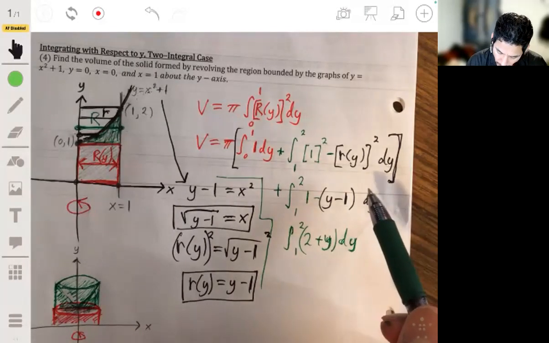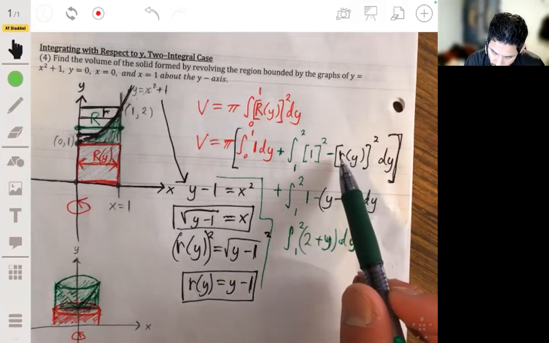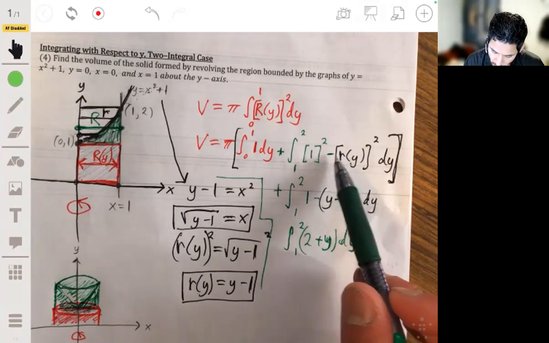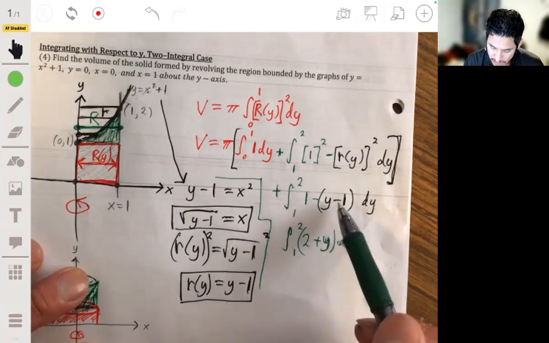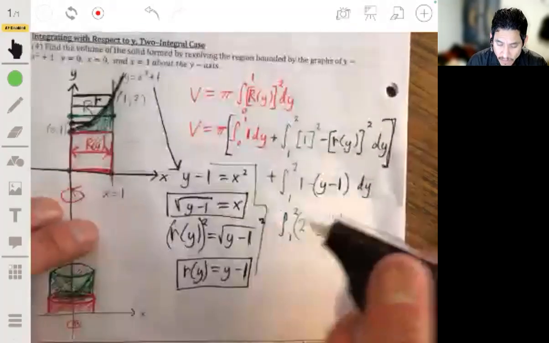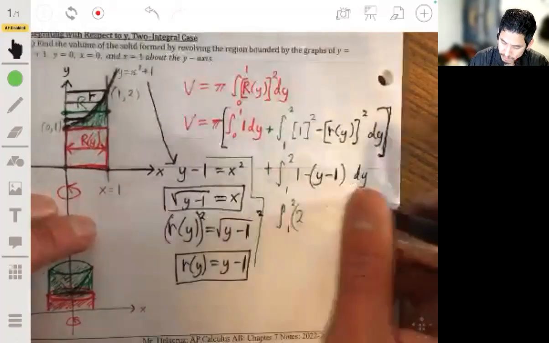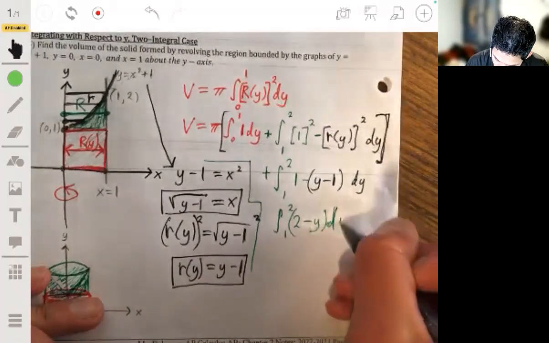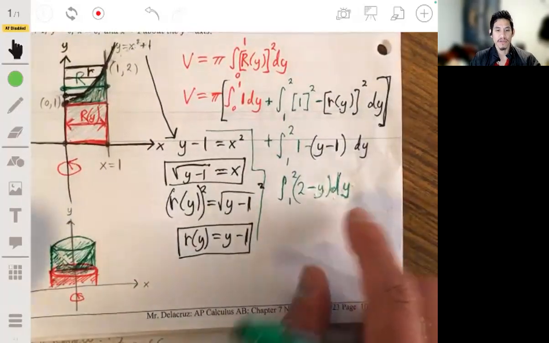Hold on a second, let me make sure I didn't mess up. So 1 minus a negative 1, so yeah, 2. No, well, 2 minus y. Whoops, minus. Something didn't seem right. No worries, I've got the white-out to the rescue. We get 2 minus y dy. So then we just integrate and solve this.